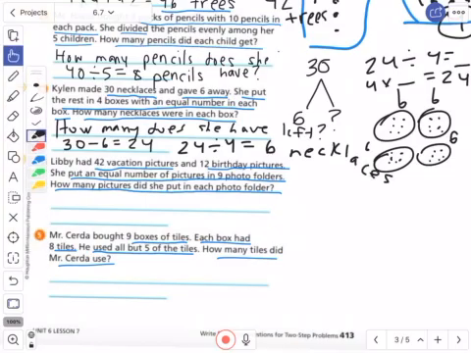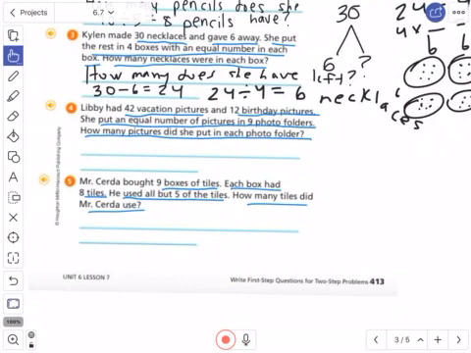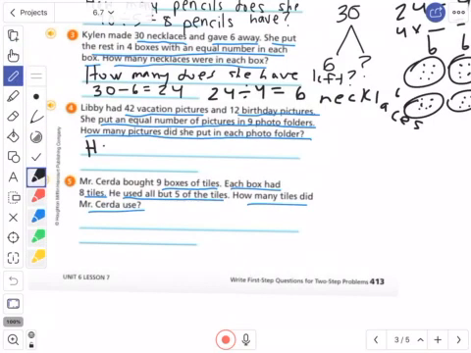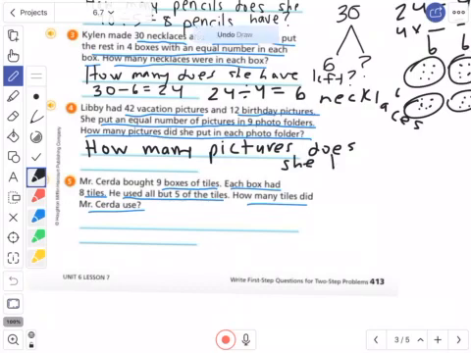Okay, number 4 then. Libby had 42 vacation pictures and 12 birthday pictures. She put an equal number of pictures in 9 folders. The first thing I need to do is figure out how many pictures does she have?